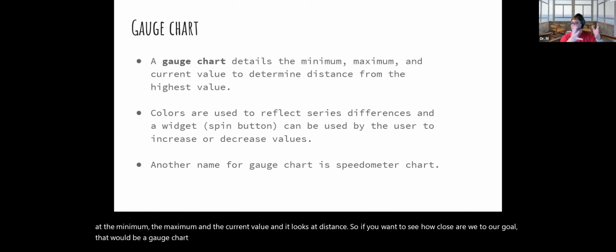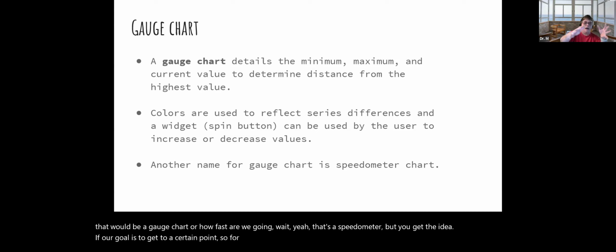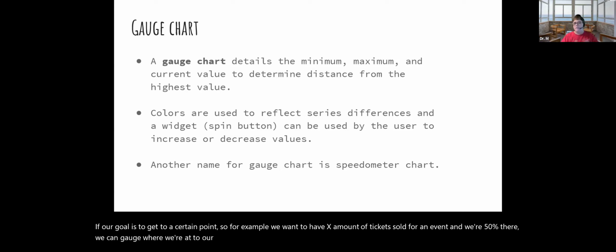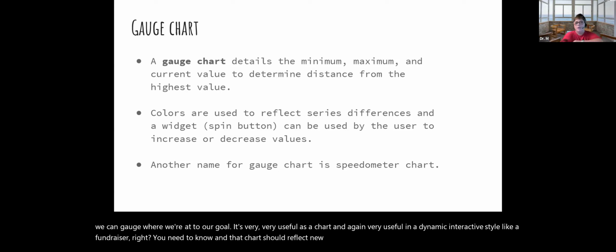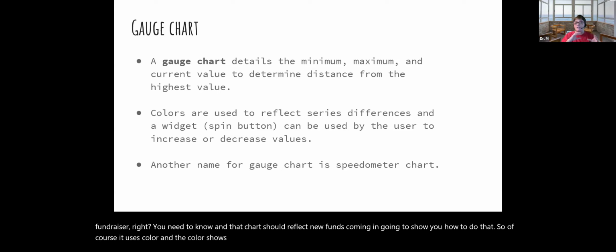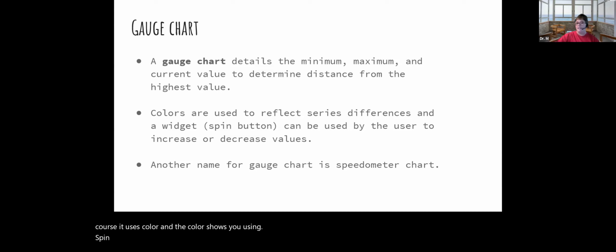Or how fast are we going? Wait, yeah, that's a speedometer, but you get the idea. If our goal is to get to a certain point, so for example, we want to have X amount of tickets sold for an event, and we're 50% there, we can gauge where we're at to our goal. It's very, very useful as a chart. And again, very useful in a dynamic interactive style, like a fundraiser, right? You need to know, and that chart should reflect new funds coming in. Going to show you how to do that. So, of course, it uses color, and you use a spin button to increase and decrease values.